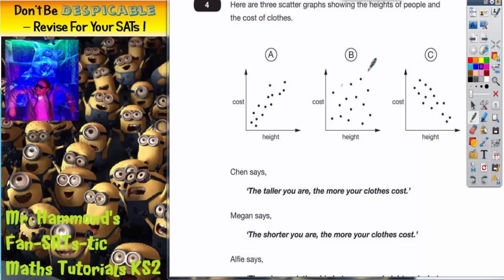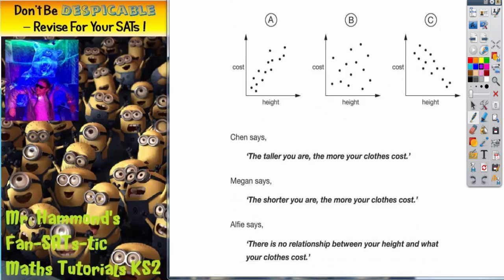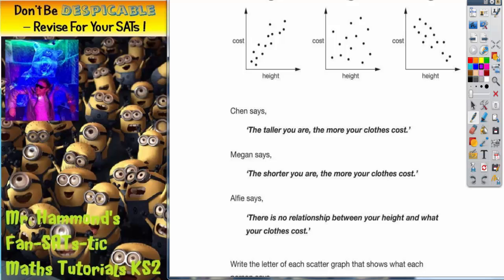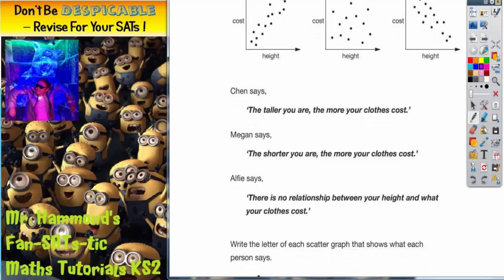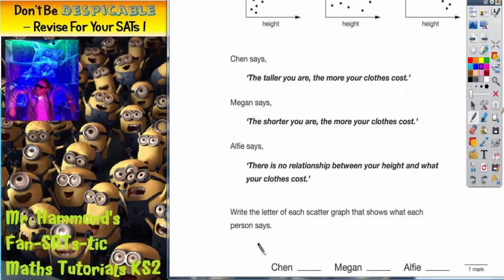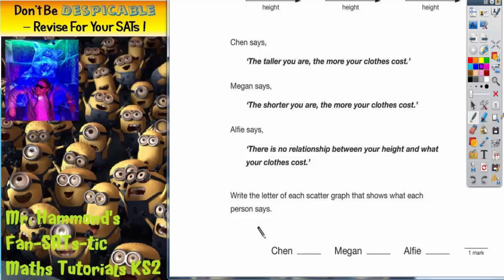So we've got three scatter graphs here showing the heights of people and the cost of clothes. And then we've got a few descriptions here. So Chen says, the taller you are, the more your clothes cost. Megan says, the shorter you are, the more your clothes cost. And Alfie says there is no relationship between your height and what your clothes cost. And we're asked to choose the letter of the scatter graph that represents what each person has said.